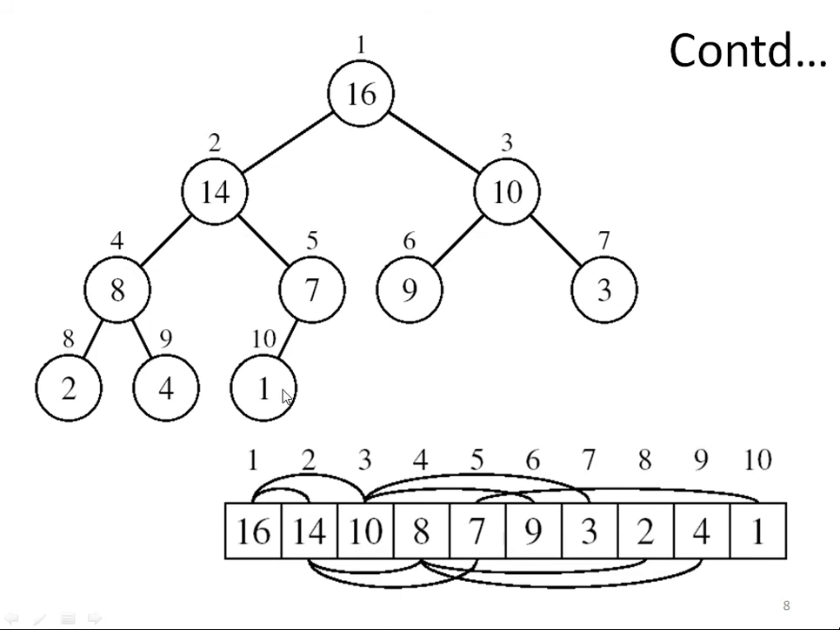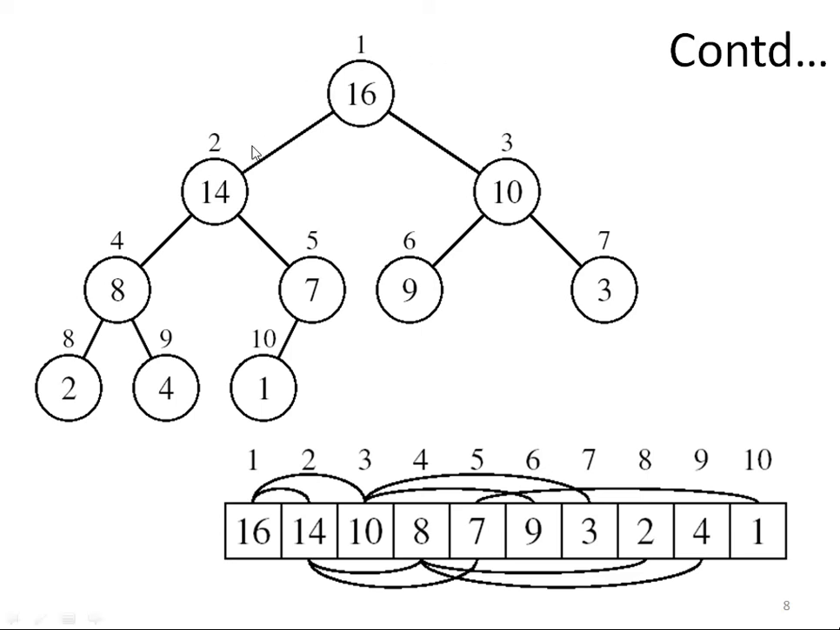Then we have seen that an index position I will have its parent at index position I by 2. So if we talk about any node, let's say 2, the parent of 2 should be present at 2 by 2, that is 1. So 14's parent is 16, and it is there at index position 1. If we talk about 3, its parent should be present at floor of 3 by 2. So 3 by 2 gives me 1.5, and the floor gives me 1.